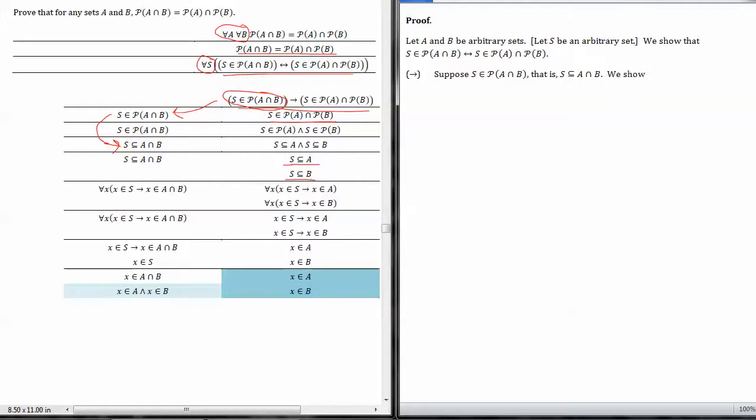And then our goal now is we're going to show that S is in the power set of A intersect the power set of B. There we go. Or equivalently, that S is a subset of A and S is a subset of B. Okay, so that's what we need to show, those two things.